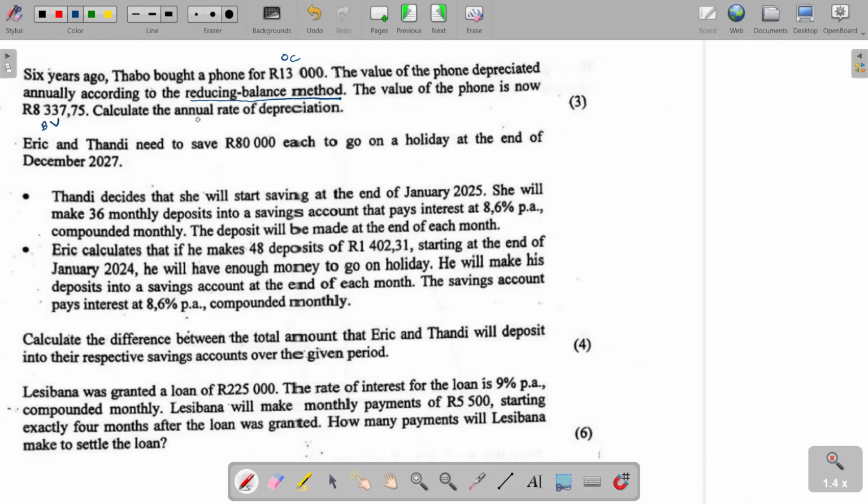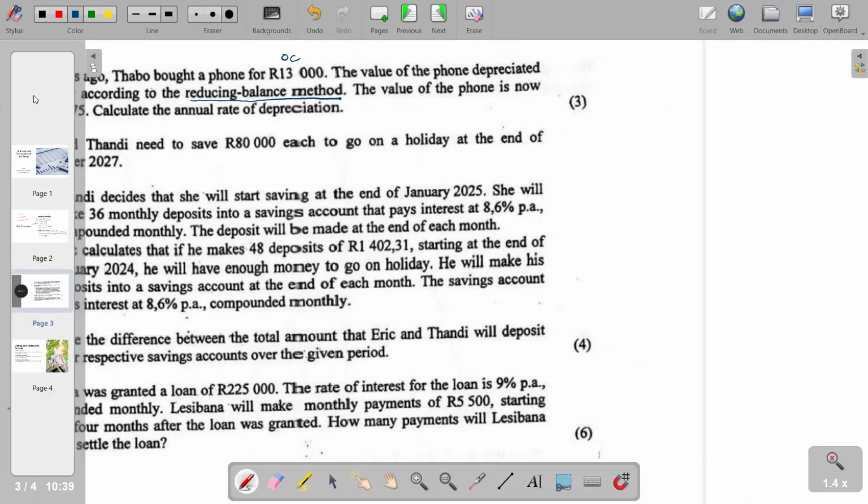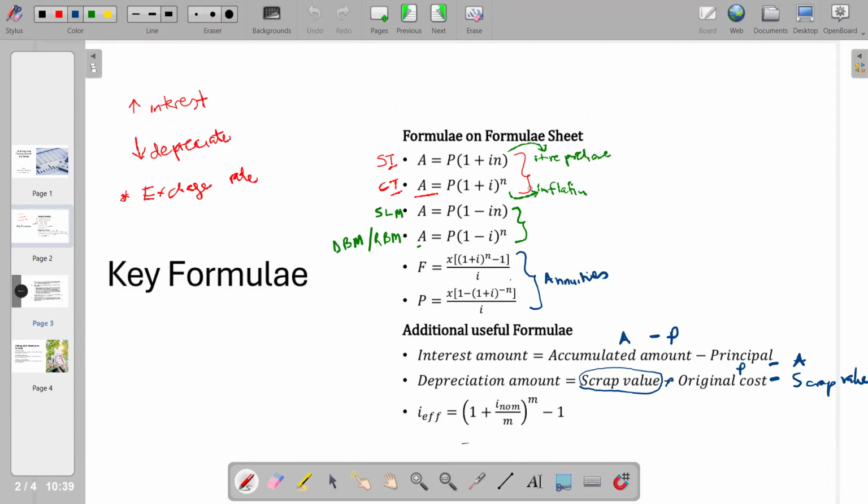Then the question is saying, calculate the annual rate of depreciation. So after reading, when answering these questions, you are supposed to be in a position to identify which formula you are going to be using. From the formulas that we have listed, we need to use the formula for the reducing balance method under depreciation. Here it is. So go and extract that formula.